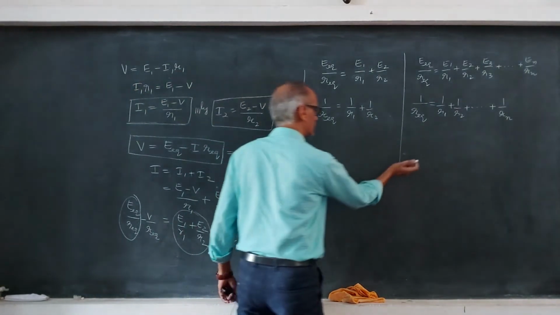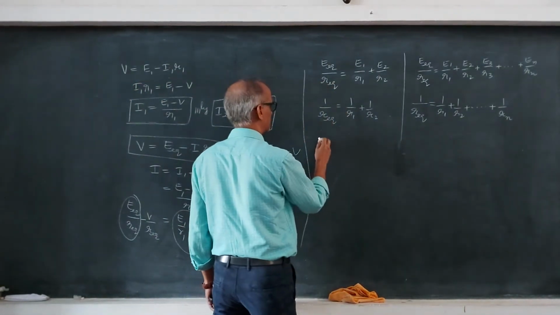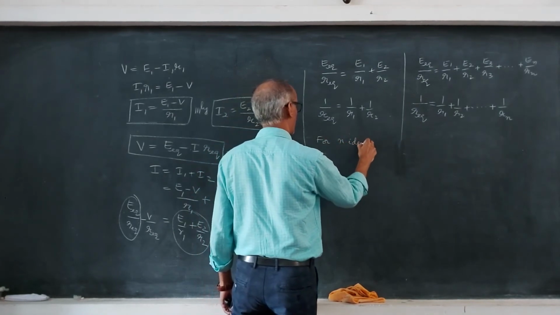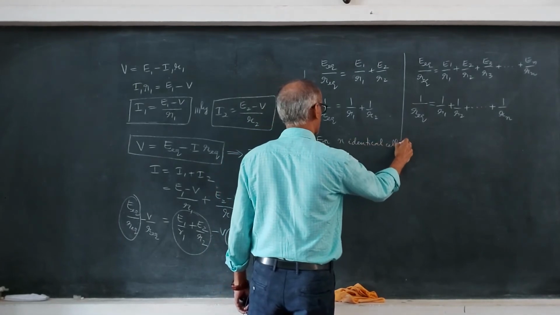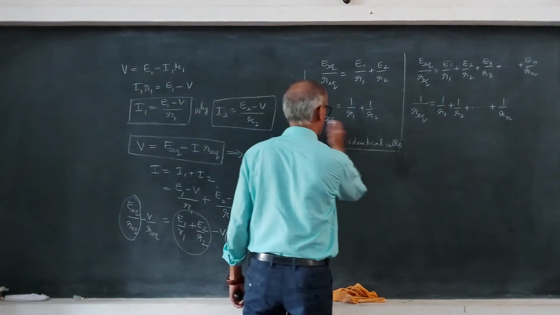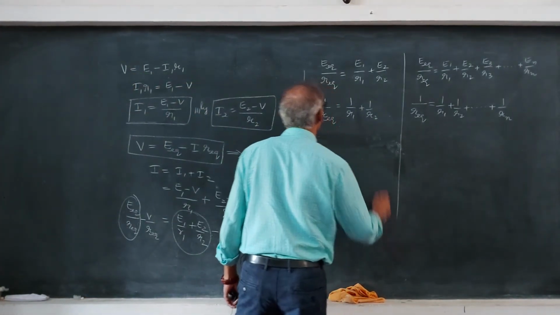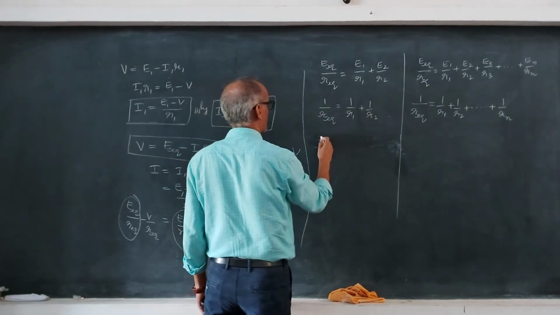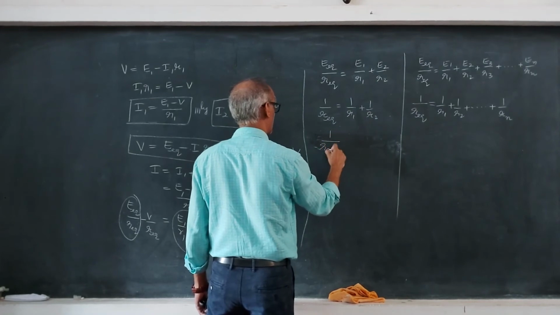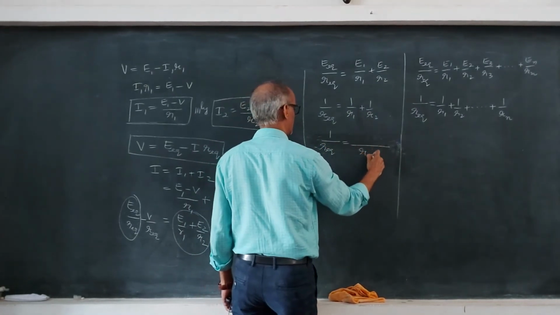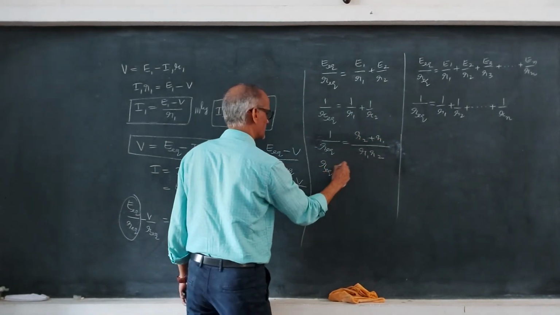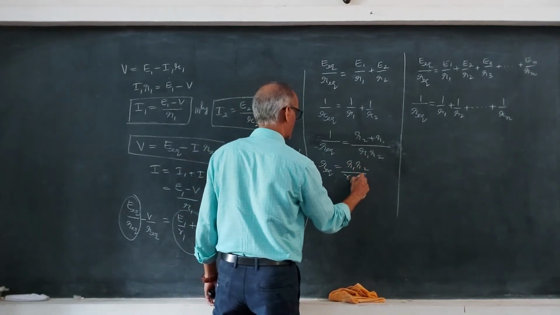Now what if the cells are identical, for n identical cells? So before that, let me simplify this further. So from here, 1 by R equivalent is equal to 1 by R1 plus 1 by R2. We can write 1 by R equivalent is equal to, take LCM here, you will get R1 R2 and then R2 plus R1. So that is why R equivalent is equal to R1 R2 by R1 plus R2.